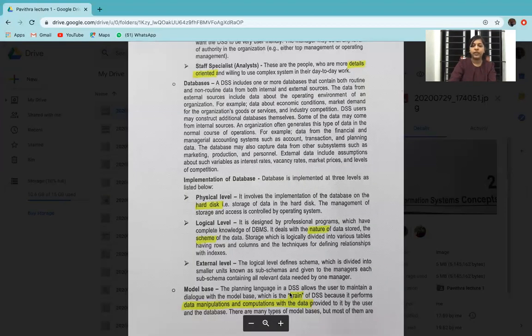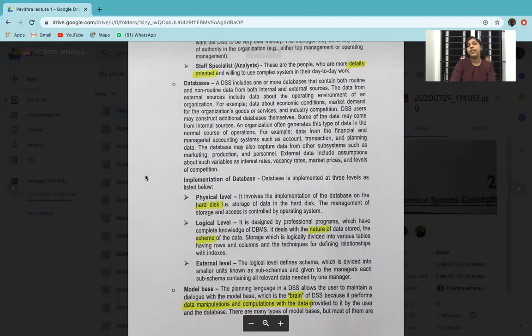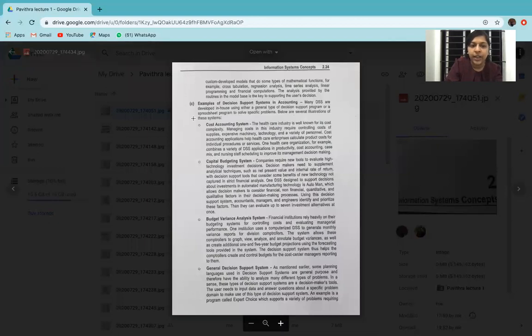So these are the components of DSS. What are they? The user, the database, and the model base. The user is a manager or a staff specialist, and the database we already said. And the model base is like the mediator, and this is the brain of DSS. It performs data manipulations and computations on the data provided, and also gives us solutions. And next we have the examples of DSS.